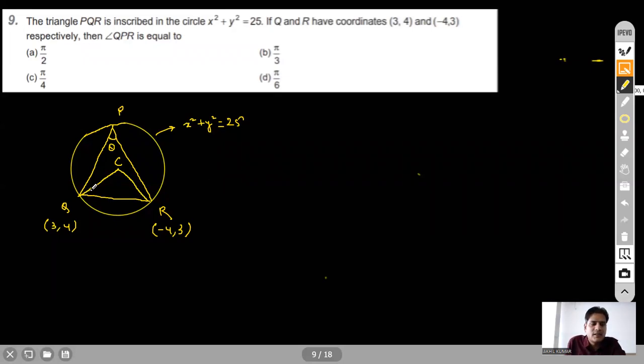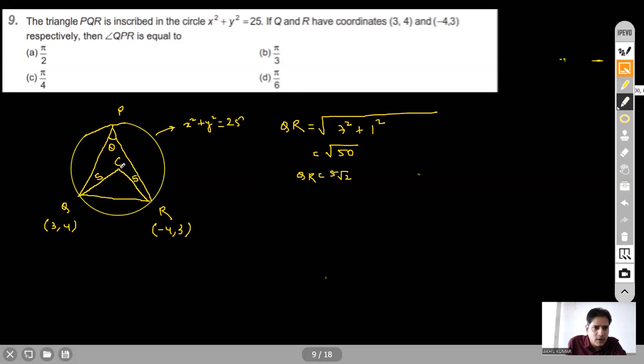Okay. Now we know this is the radius. CQ is the radius, so this length will be 5, and this CR is also radius, so this length will also be 5. And we can also find the length of this QR, since the coordinates of Q and R are known. How? 3 minus 4, 7 square, plus 4 minus 3 whole square, that will be 1 square. So this will be under root of 50. And that will be nothing but 25 into 2, that will be 5 root 2. Right? So the length of QR is 5 root 2.